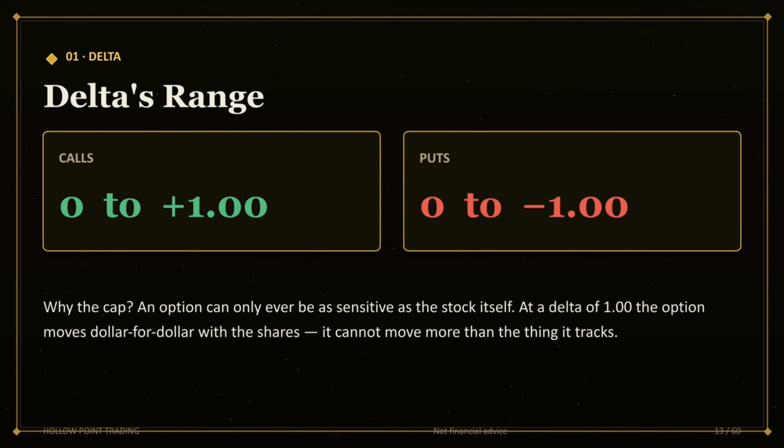Delta has a defined range. Calls range from 0 to positive 1, while puts range from 0 to negative 1. An option cannot be more sensitive than the stock it tracks, which is why the delta is capped at 1.0.